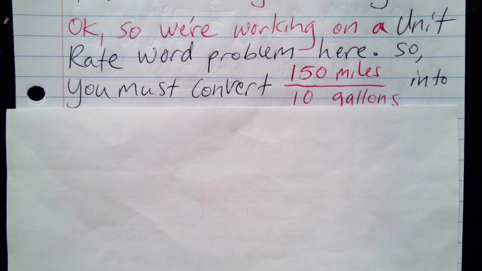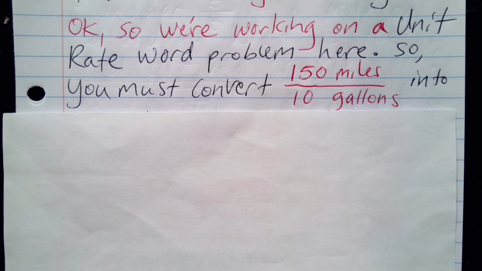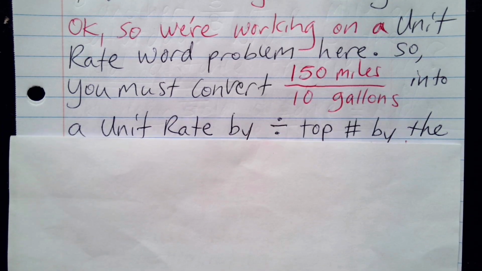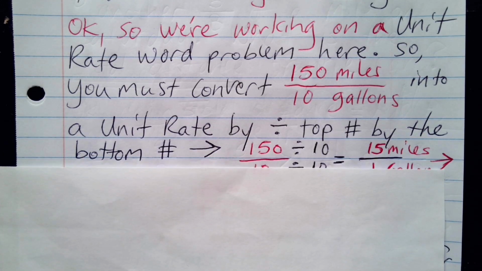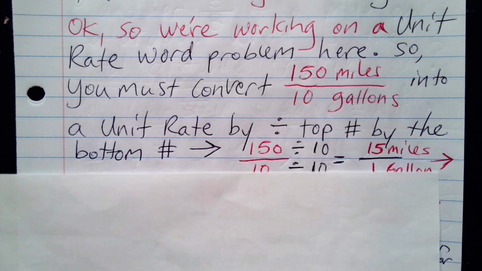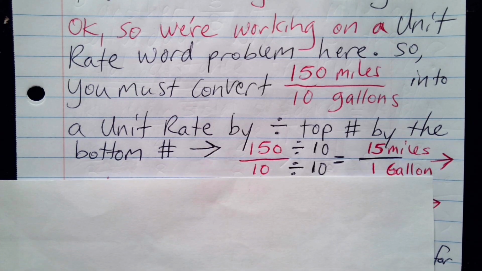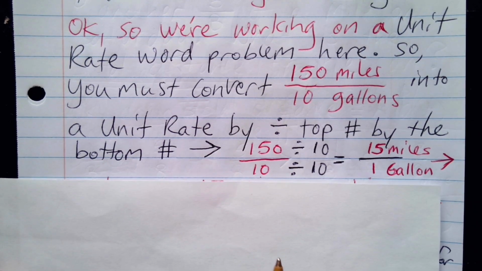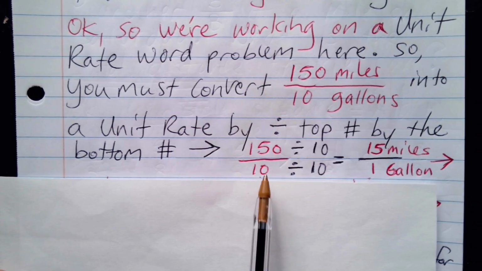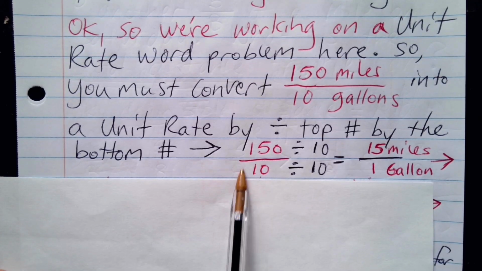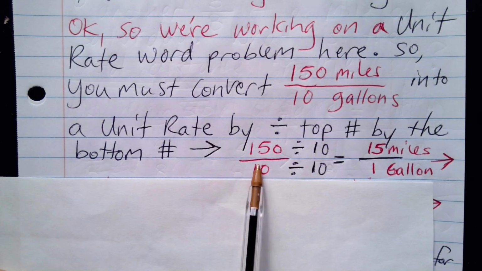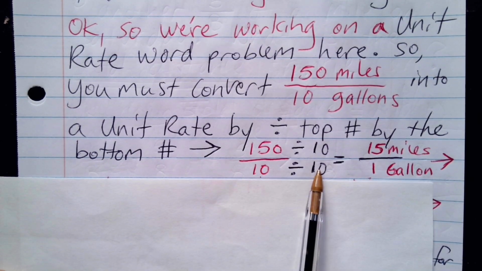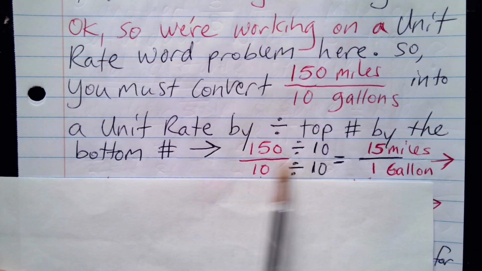So you must convert 150 miles to 10 gallons into a unit rate by dividing the top and the bottom number by 10. Okay, your whole goal in a unit rate, you're going to ask, well, how did you know to divide by 10? Well, in a unit rate, we want to divide the bottom number by the same number so it converts into 1. But what you do to the bottom, you have to do to the top part of this fraction.